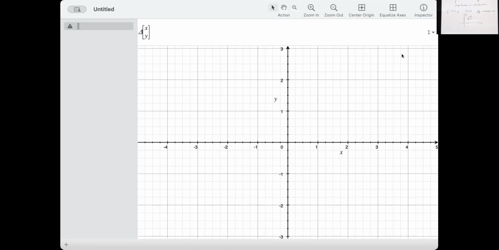Our equation, y prime equals 0.2xy. That's change in y over change in x. So if I want to use that for the change in y, what do I use for change in x?